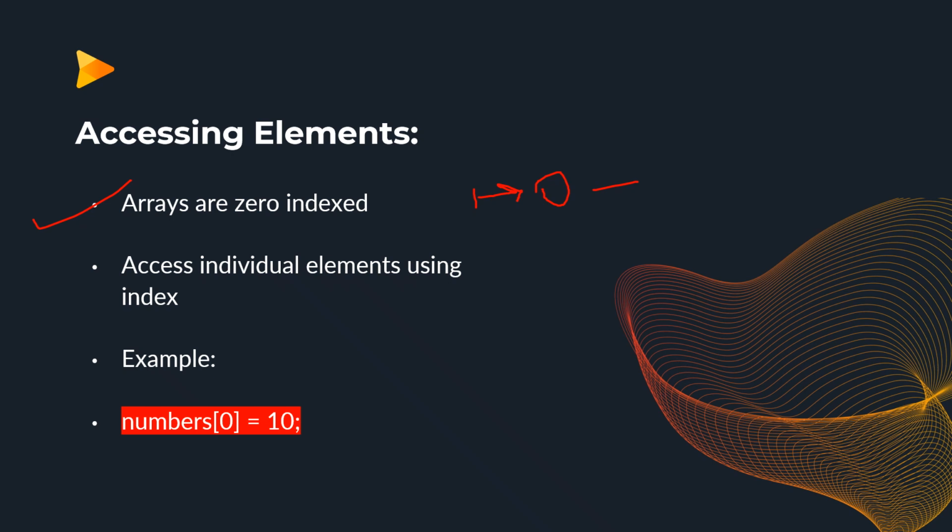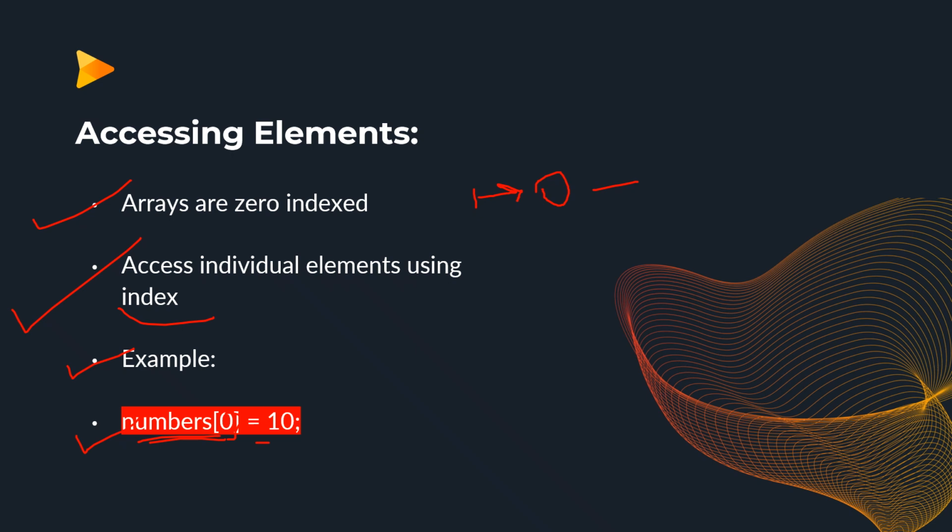Now, accessing individual elements using the index. We are going to access each element using its index. To access the first element of the array, we use this syntax: numbers, and in square brackets we give the index 0. And we are storing the value.